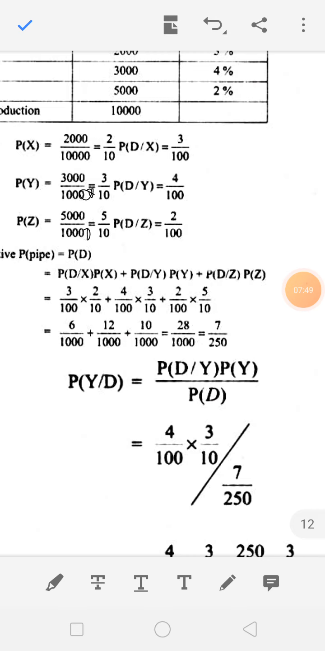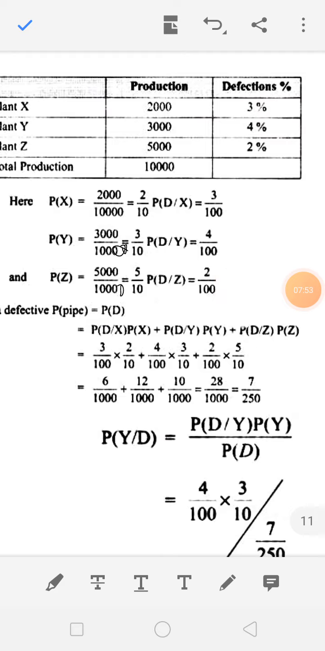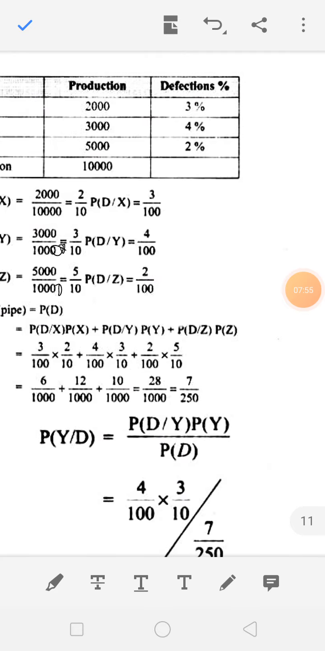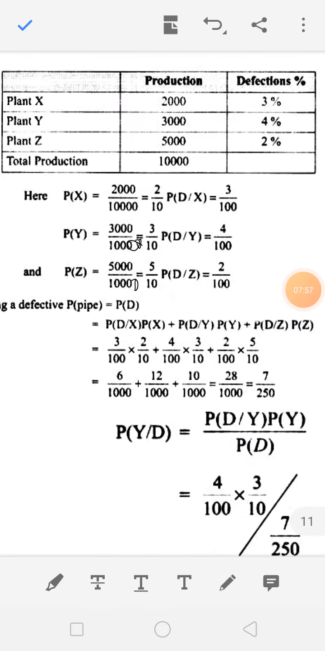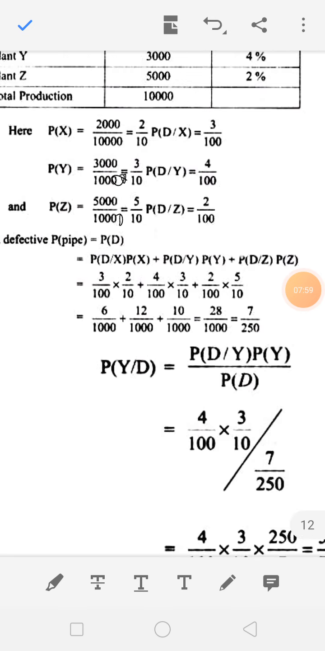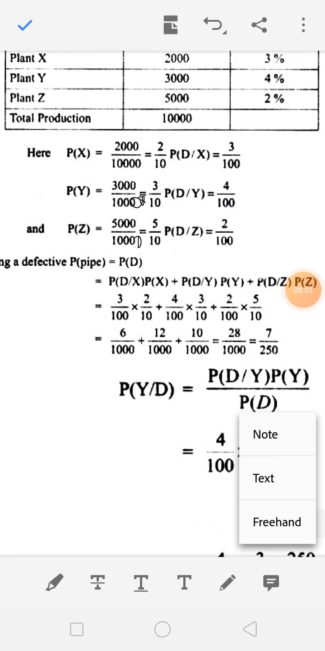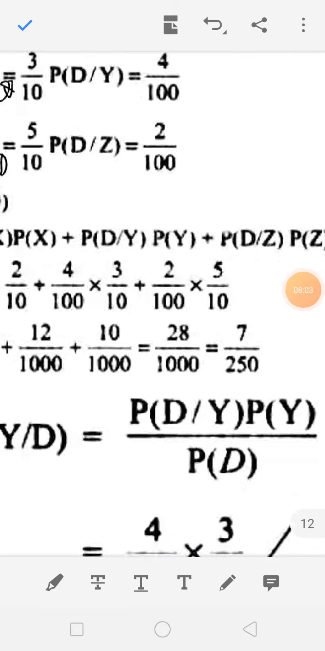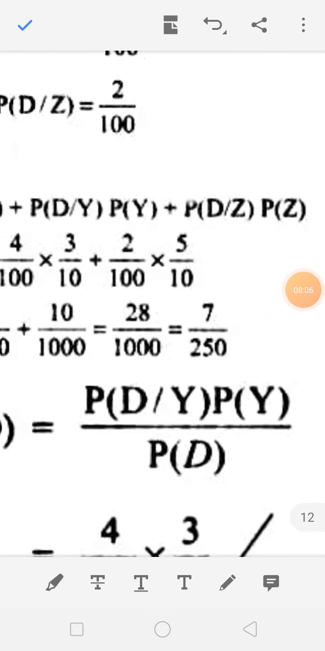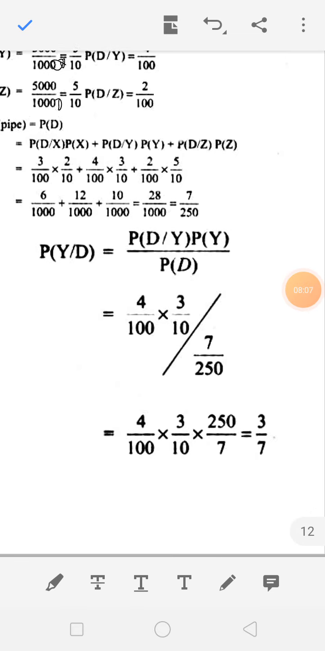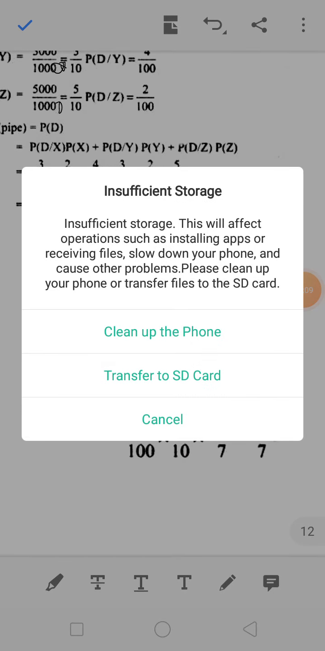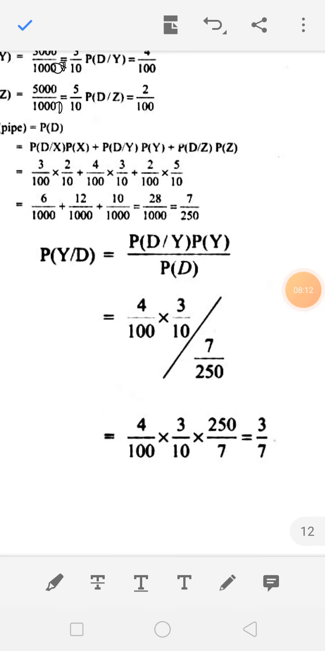So what is the P of D by Y value? Defective by Y is 4 by 100 into P of Y, which is 3 by 10, divided by P of D. P of D means the probability of defective, which is 7 by 250, as I just found out. Substitute and take 7 by 250 in the denominator. Cancel all the terms and you will get 3 by 7.